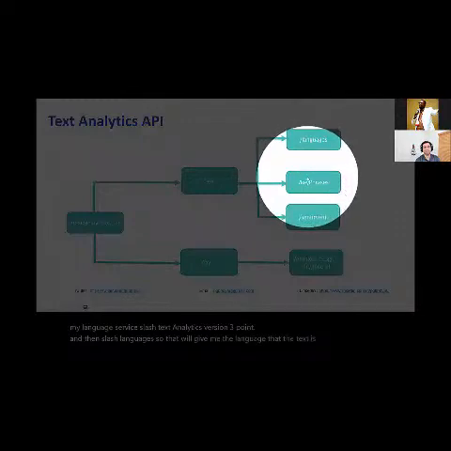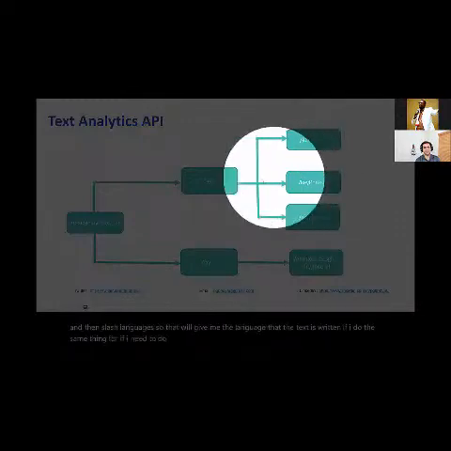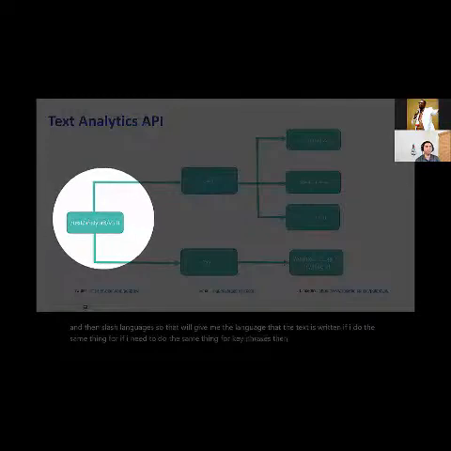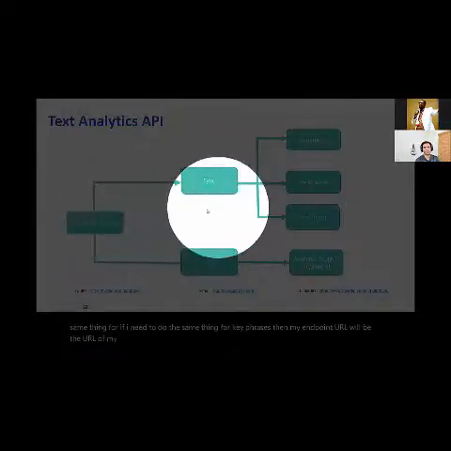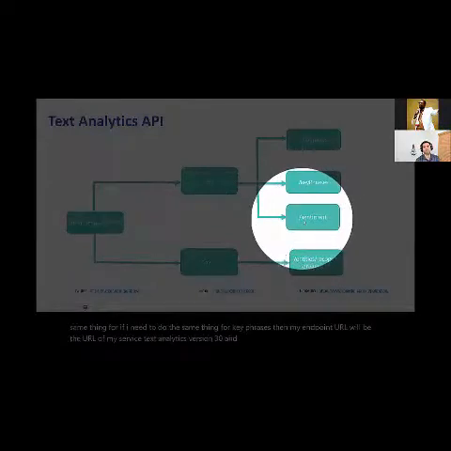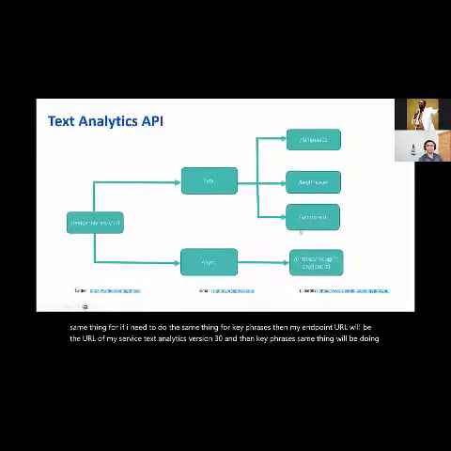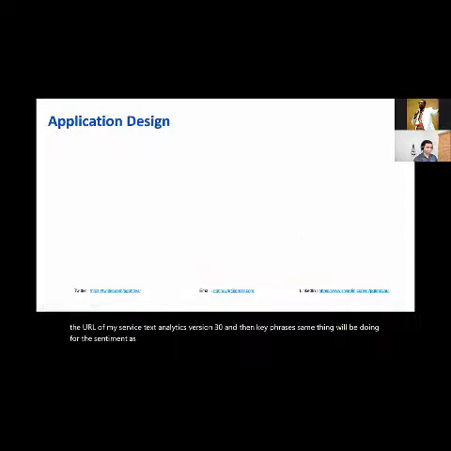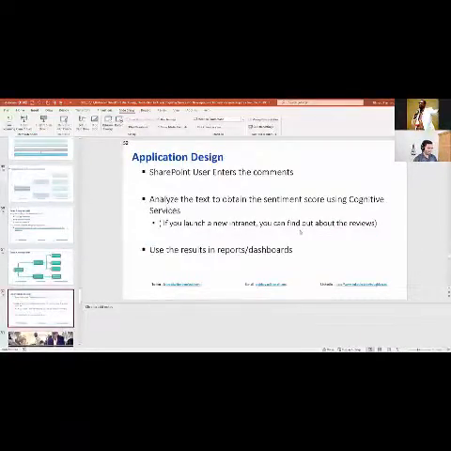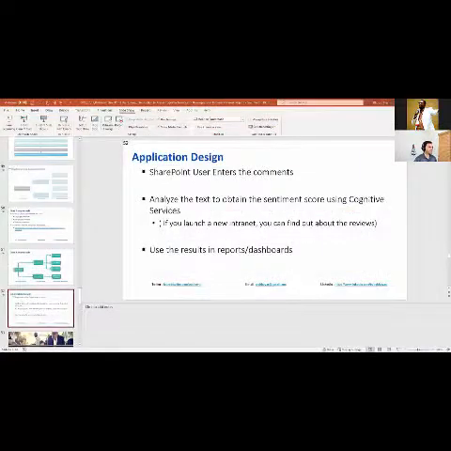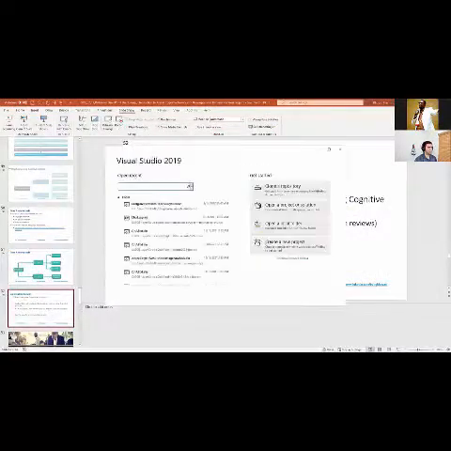If I need to do the same thing for key phrases, then my endpoint URL will be the URL of my service /text/analytics version 3.0 and then /keyPhrases. Same thing we'll be doing for the sentiment as well. So let's take a look at that particular demo. For that, I will need to start Visual Studio. And while Visual Studio is loading, feel free to ask any questions that you may have in the chat window.